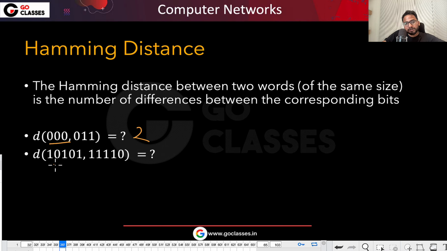Okay. What about this? 10101. Here the Hamming distance is, see, 1 and 1 is matching. This bit is flipped, then this bit is matching, then this bit is flipped and this bit is flipped, right? So 3. These 3 bits are not matching, so that's why it is 3. Basically, the total number of bits which are different from one code to another is called the Hamming distance. The distance between two words of the same size is the number of differences between the corresponding bits.